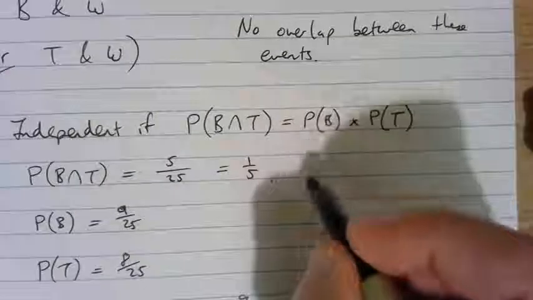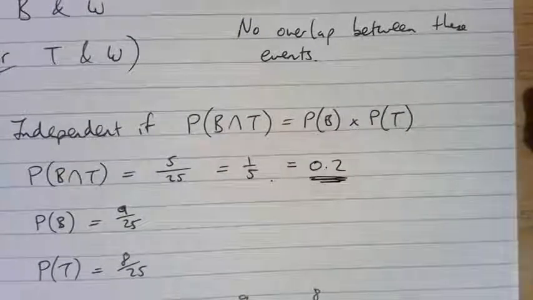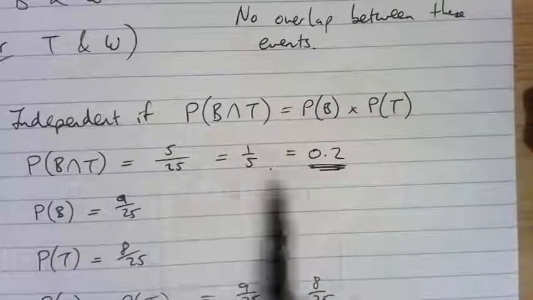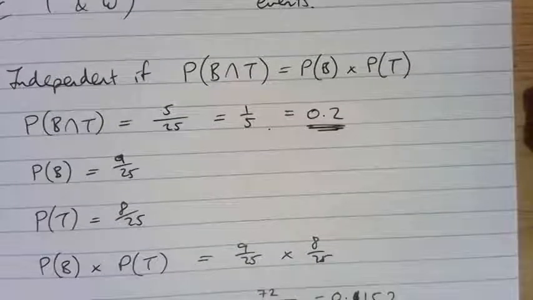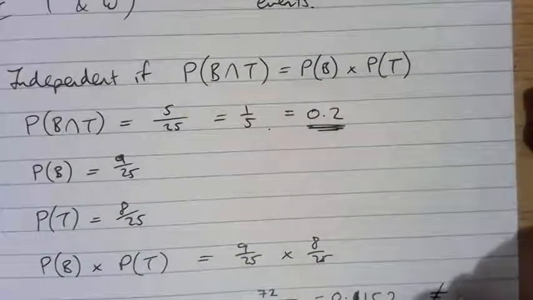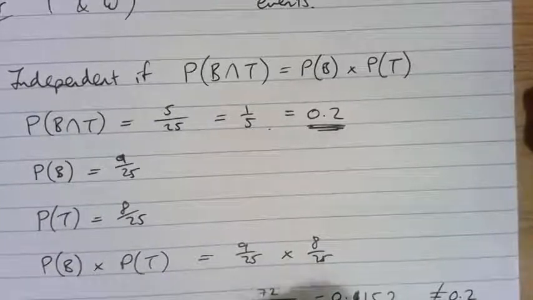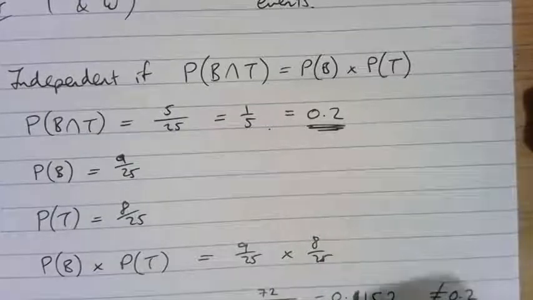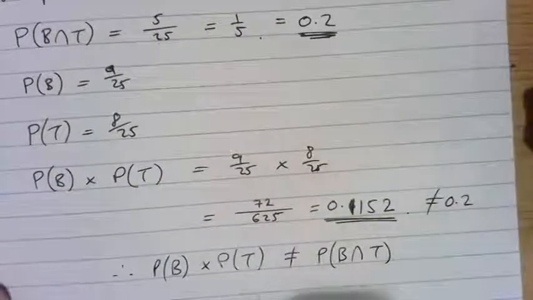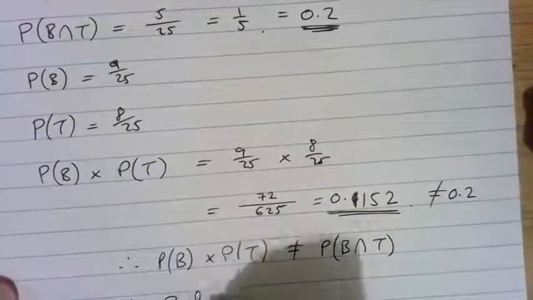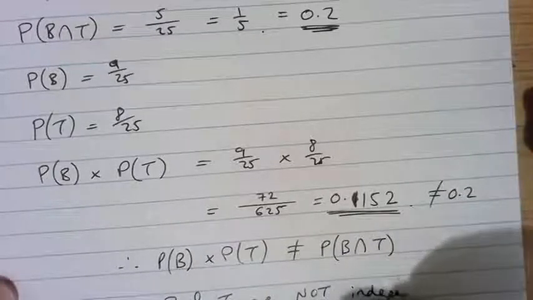Okay, now let's go back to our probability of B intersection T according to the Venn diagram. Simplified down to 1/5, that is clearly 0.2. So our answer for the probability of B intersection T is 0.2, and our answer for the probability of B times the probability of T is 0.1152. That does not equal 0.2. Therefore the probability of B times the probability of T does not equal the probability of B intersection T, and therefore B and T are not independent.